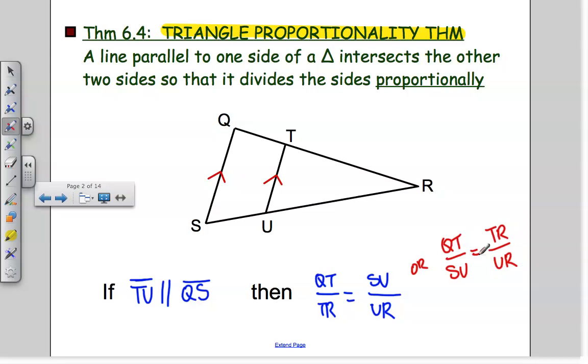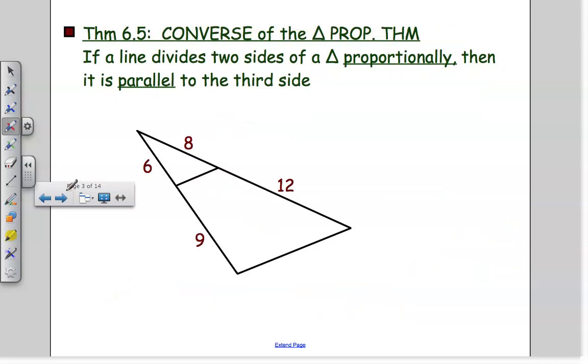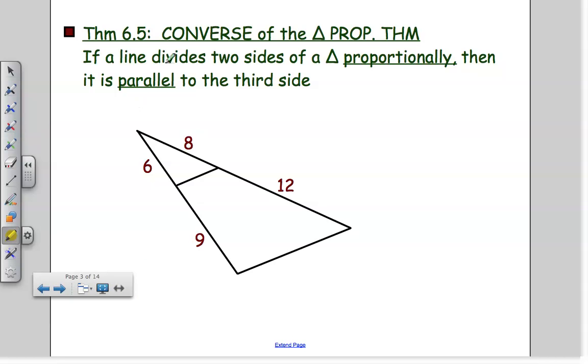QT and UR are still diagonal. All I did was flip TR and SU where they were in the diagonals. But since we solve a proportion by cross multiplying, as long as things are in the same diagonal, it's still the same proportion. And then we actually have the converse of that triangle proportionality theorem.